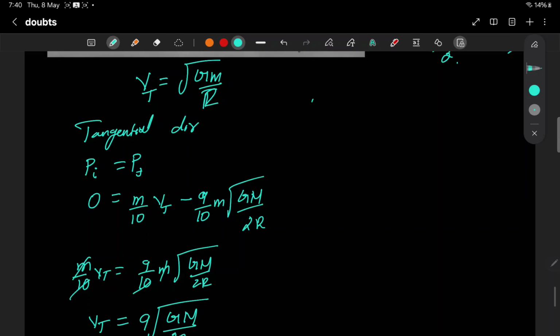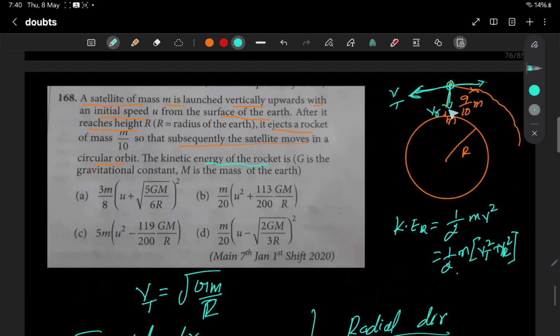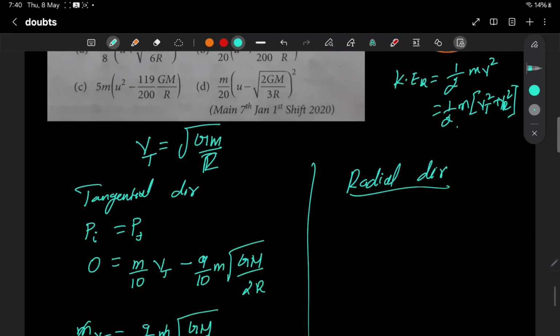Next, we can come to the radial direction. Initially the rocket is moving here, so there is an initial radial momentum. I cannot say it is 0, but let us see the final radial momentum of the rocket. Here this is my satellite with the rocket before firing. Initially the velocity in this direction is v, so the momentum is m into v.